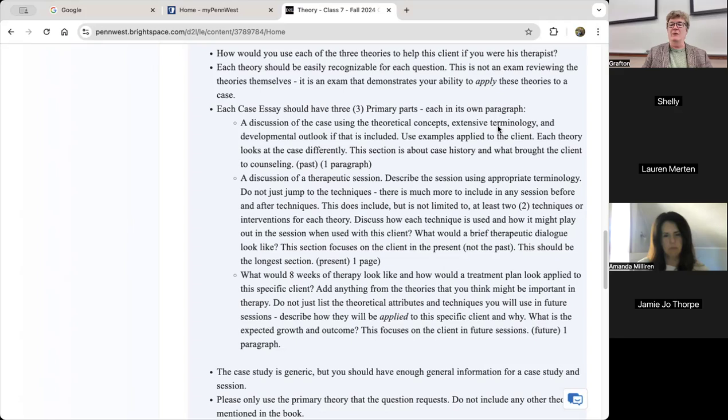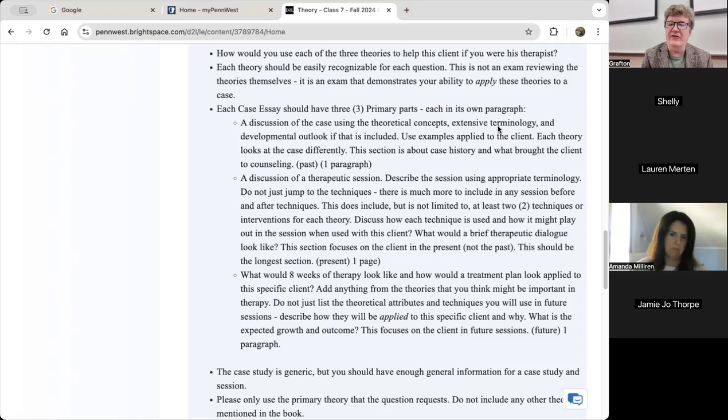Third section, what would 8 weeks of therapy look like? And how would a treatment plan look applied to the specific client? Add anything from the theories that you think might be important in therapy. So not just techniques, more than techniques. Do not just list the theoretical attributes and techniques you'll use in future sessions. Describe how you will use them with the client. Describe how they'll be applied to the specific client, why you chose this, what is the expected growth and outcome.